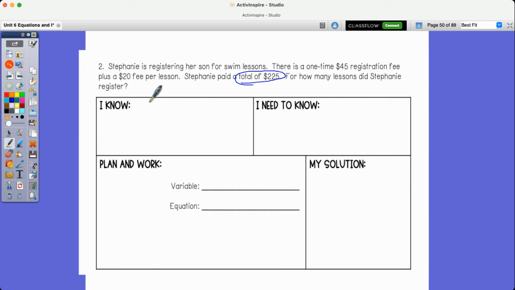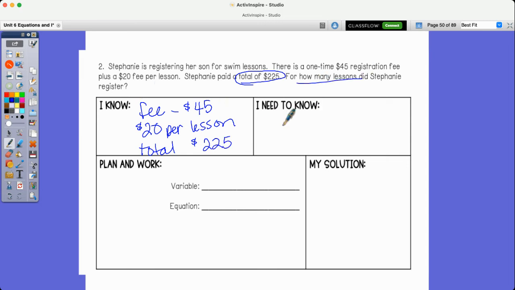First things I know, there is a one-time fee of $45. The next thing I know, it's $20 per lesson. I also know that she had a total of $225. What am I looking for? How many lessons? X equals number of lessons. And so that's what we write in our variable spot.